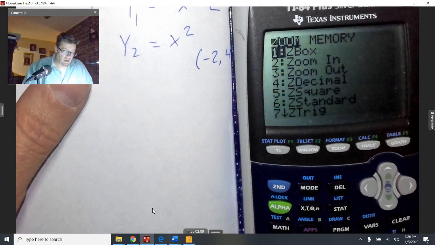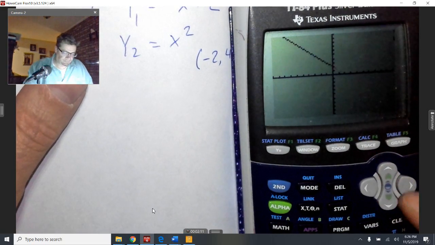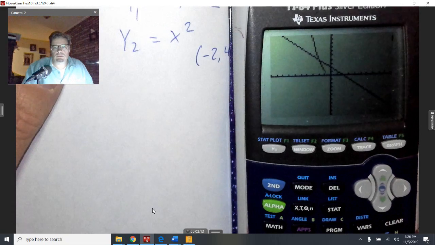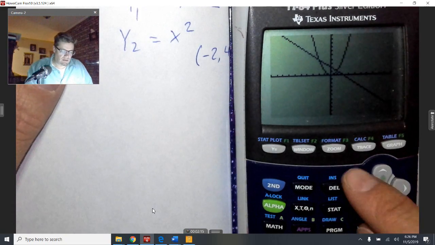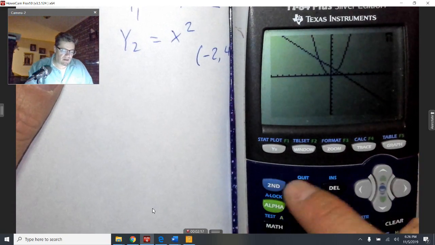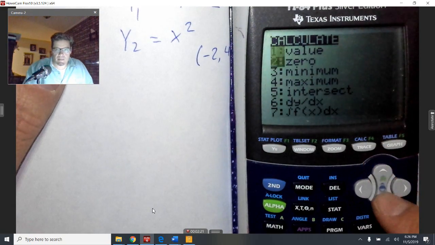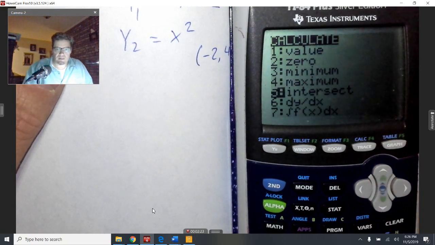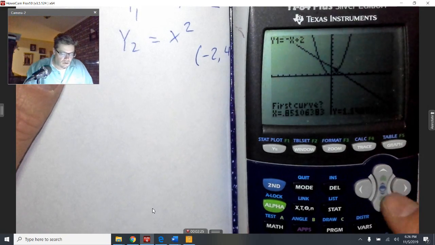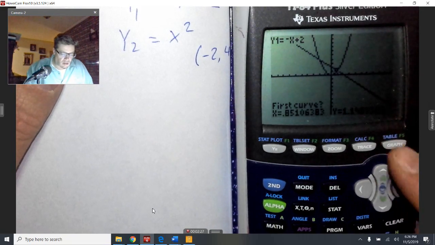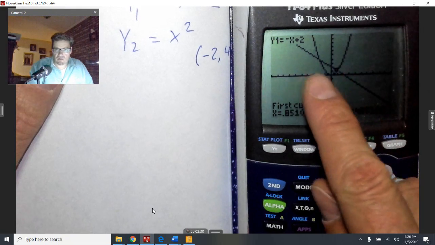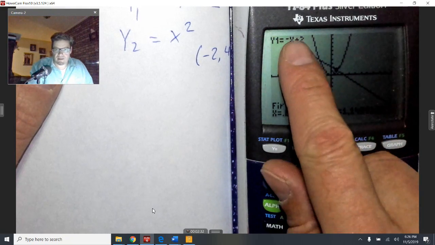Now I'm going to try it a different way. I'm going to go back to standard, and now I will go to calculate. Second, calculate. I'm going to go to intersection, but what I'm going to do is move over here close to that intersection. I pushed over because right now it's asking about the first curve.